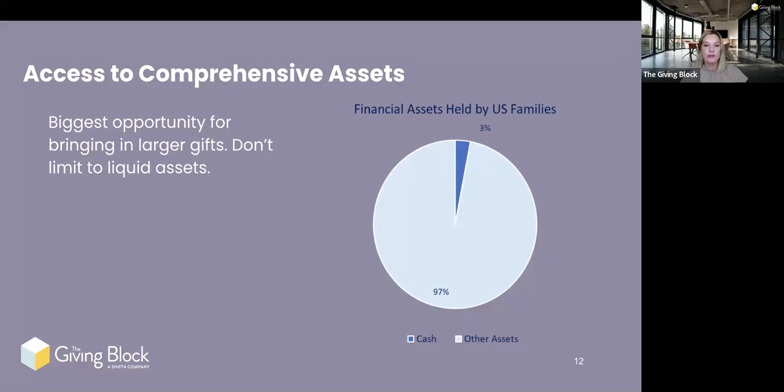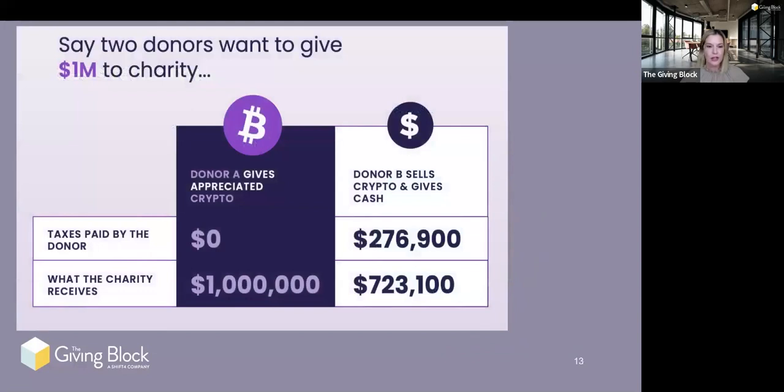Especially with inflation going up and the value of the dollar going down, people are not keeping a lot of cash on hand. They are putting it in places to generate yield. This is another really great slide that I love to show people that's truly laying out the opportunity of having a donor give an appreciated asset.